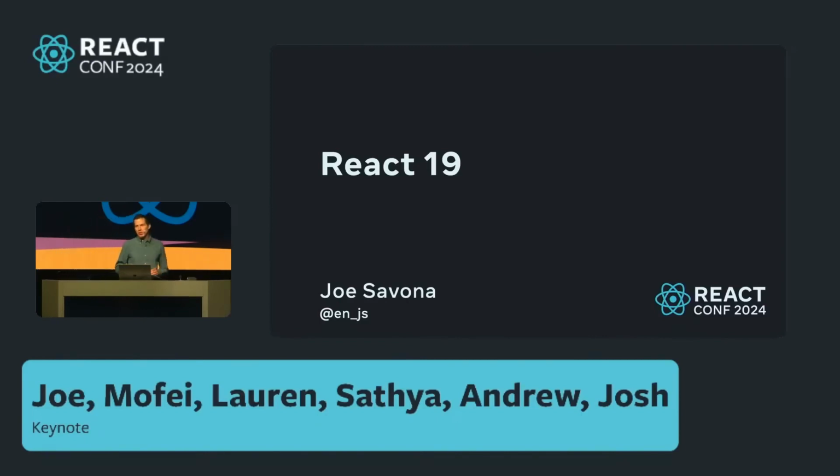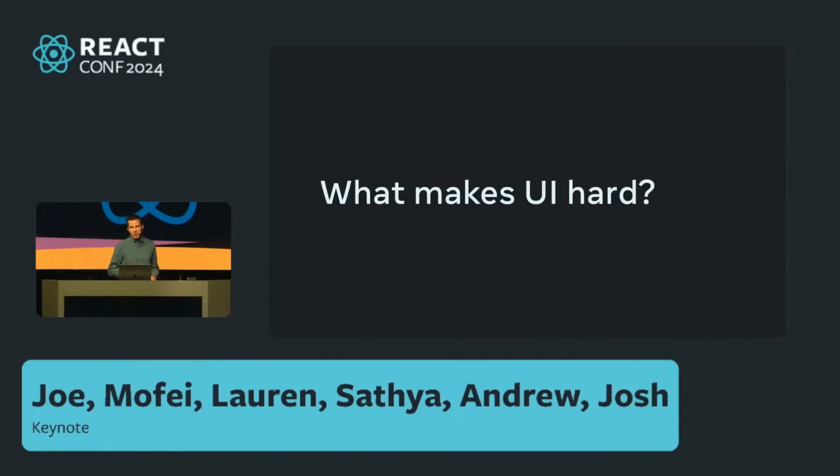This release builds on the foundation of concurrent rendering that we established with React 18. So to put these features in context, it helps to understand how we got here and our approach to solving problems with React. So what makes UI so hard?